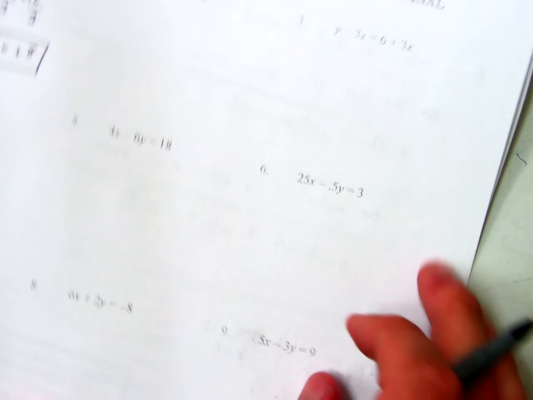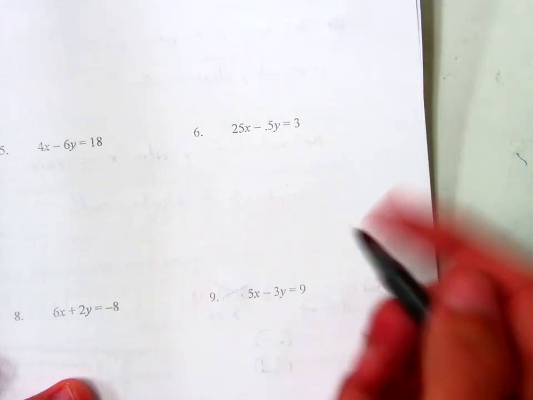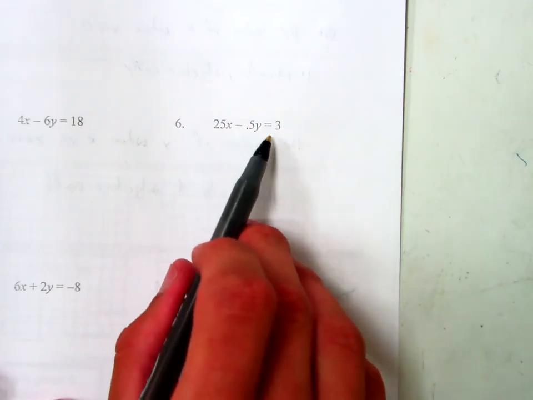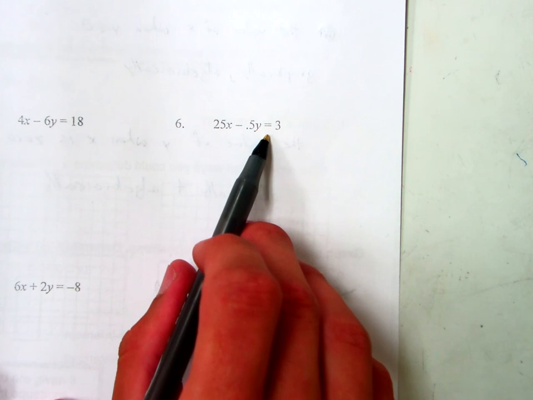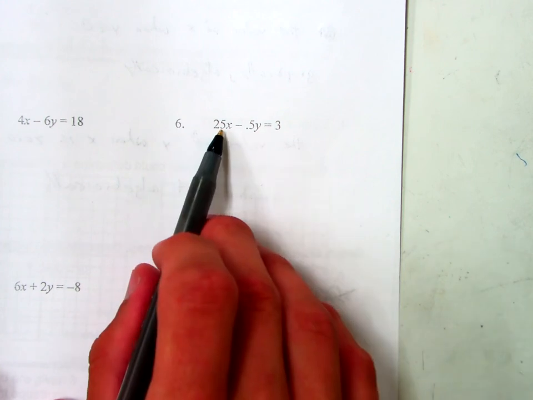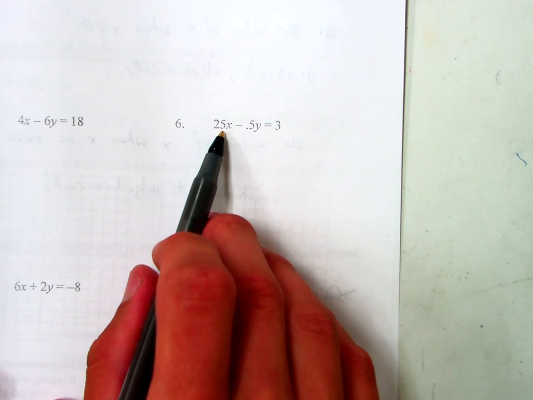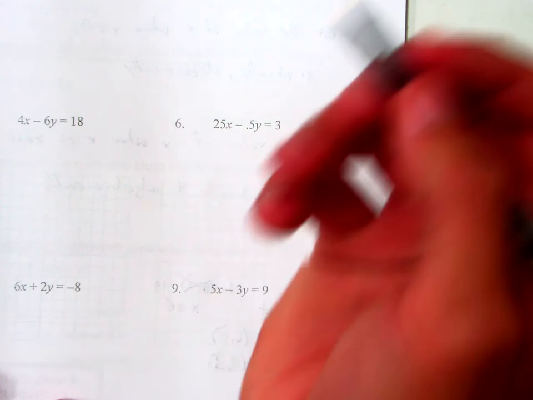All right, on to number 6. Let's do number 6. I've got 25x minus 0.5y equals 3. First thing I'm going to do is look at anything being added or subtracted to the y. That 25x, okay? It kind of looks interesting, but let me show you something.